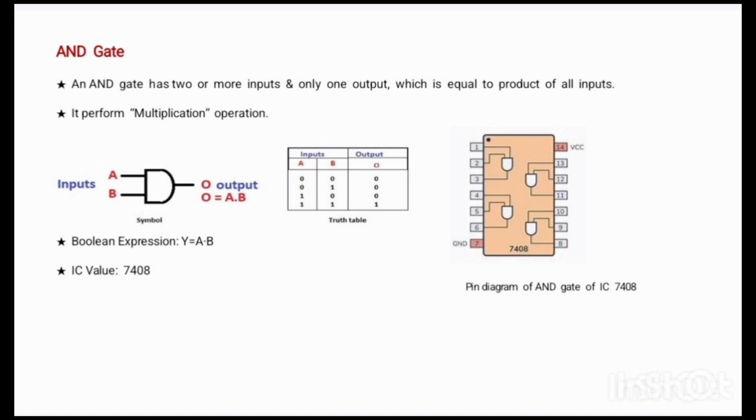Then the pin diagram of IC 7408. 7408 is a 14 pin IC, pin 7 is ground, pin 14 is positive supply VCC, pins 1 and 2 are inputs and the third pin is output. In this IC there are 4 AND gates. This is all about the AND gate.